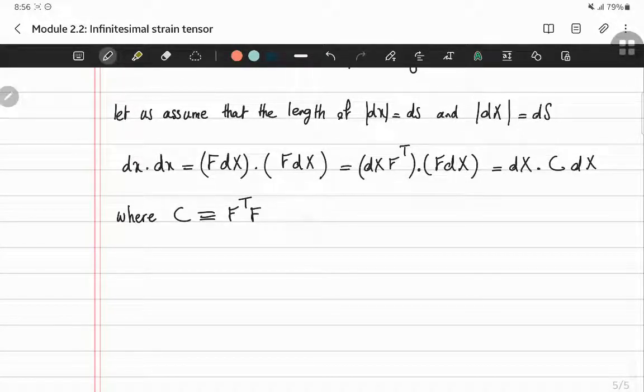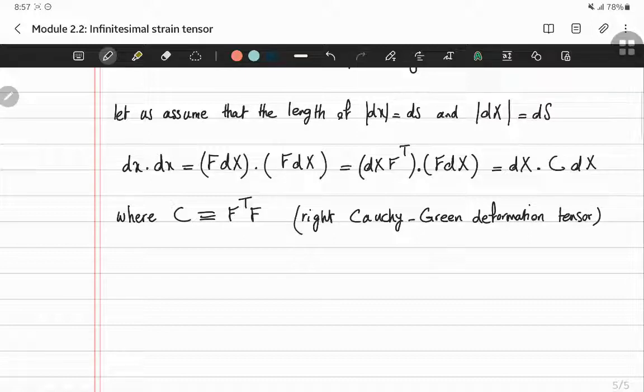We call this the right Cauchy-Green deformation tensor. So this C is basically the right Cauchy-Green deformation tensor, or simply the right Cauchy tensor.